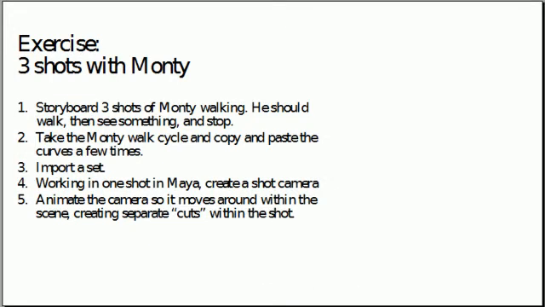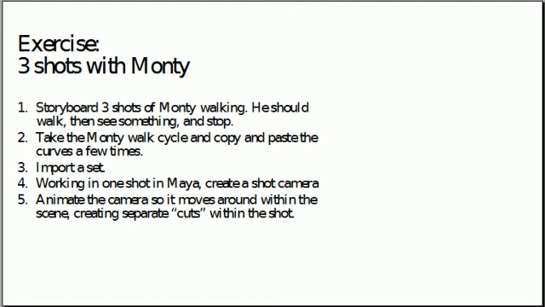Now, if you want to practice this stuff, there isn't a specific camera exercise for us this week, or indeed any week. But if you want to practice with your camera work, you could try having 3 shots of Monty walking. He's walking along, and then he sees something and stops. So what you'd have to do is take the Monty walk cycle and copy it out a few times, copy and paste the curves. You'd have to import a set, maybe a city street, something like that, lots of free sets at Turbo Squid. And it doesn't have to be Monty, it can be any character that you like.